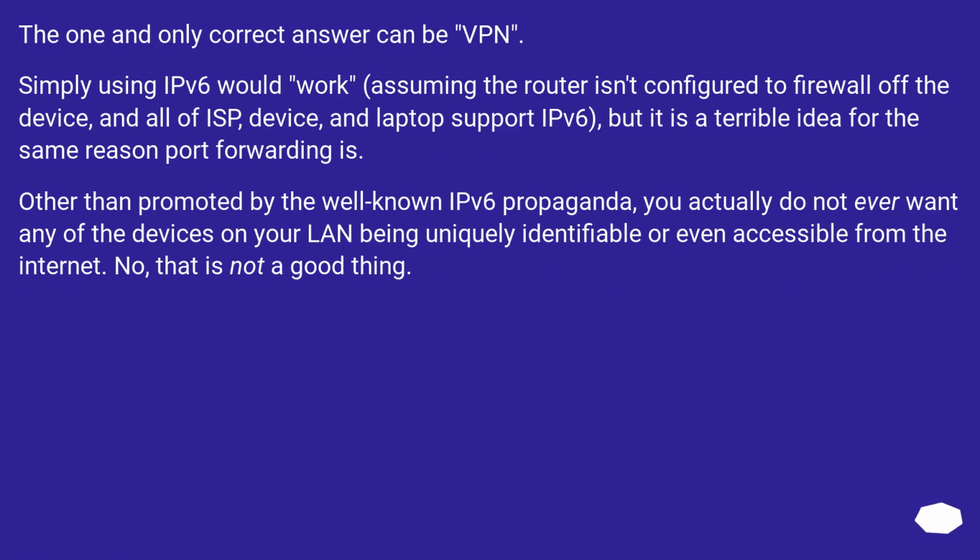The one and only correct answer can be VPN. Simply using IPv6 would work, assuming the router isn't configured to firewall off the device, and all of ISP, device, and laptop support IPv6, but it is a terrible idea for the same reason port forwarding is. Other than promoted by the well-known IPv6 propaganda, you actually do not ever want any of the devices on your LAN being uniquely identifiable or even accessible from the internet. No, that is not a good thing.